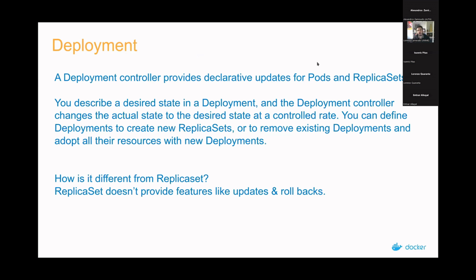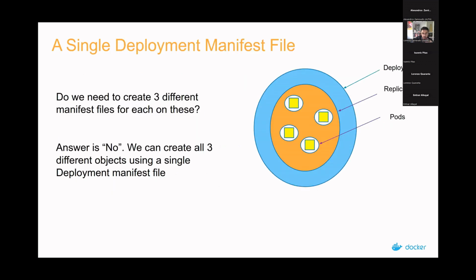Okay, about the deployment, we have the deployment controller, which provides the updates for the pods and the replica set. Typically, we describe a desired state in a deployment, and the deployment controller changes the actual state to the desired one. It's possible also to define deployments for creating replica sets, or to remove deployments, or to have new resources within the deployments.